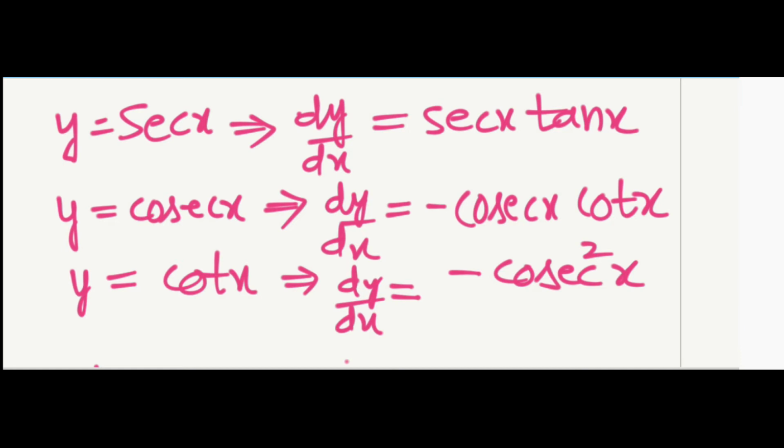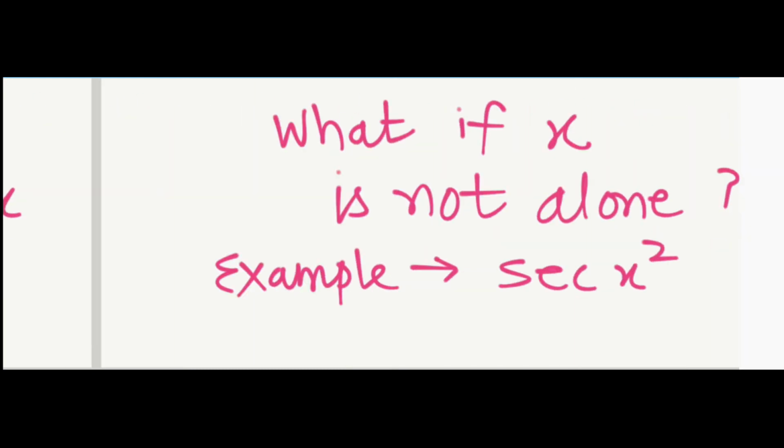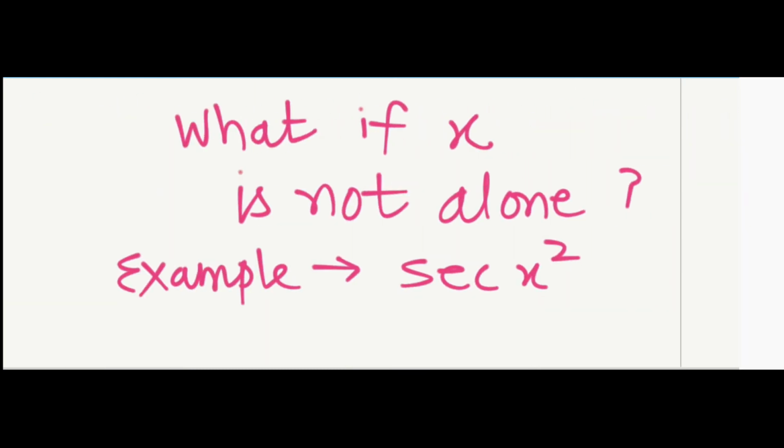Now once again the same question as I asked in the last video: what will you do if x is not alone? For example, if it is not secant x but secant x square, then how will you manage? Yes, I know you know the method already, that we can use the chain rule. So let us see how we do these questions. We take an example.